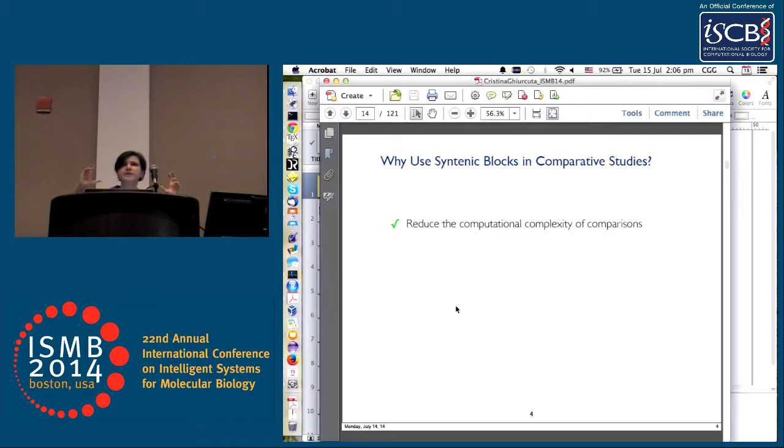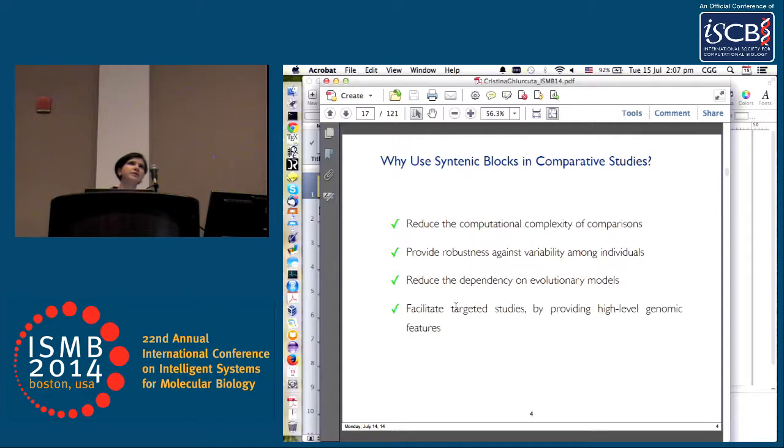Well, as they define a next level, a higher level of abstraction over the markers, they automatically reduce the data, therefore they reduce the computational complexity. In the same way, they provide filtering: they filter out the variability among individuals and reduce the dependence on evolutionary models that would be specific to certain genomic regions only. And as we define Synteny blocks, we wish to define significant units such that they are used in targeted studies, so this is how they facilitate such studies.